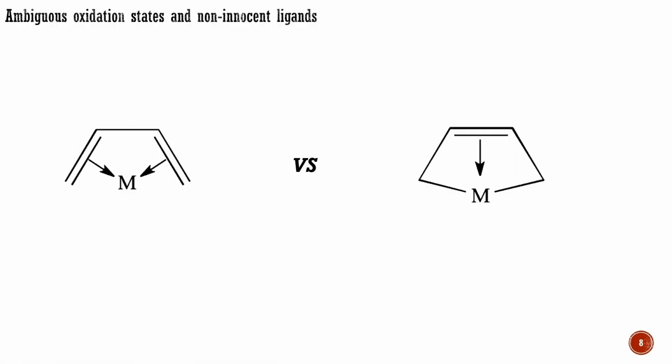More problematic are cases in which even the formal oxidation state is ambiguous and cannot be specified. This problem affects any ligand that has several resonance forms that contribute to a comparable extent to the real structure but give different oxidation state assignments. This behavior makes the ligand non-innocent.